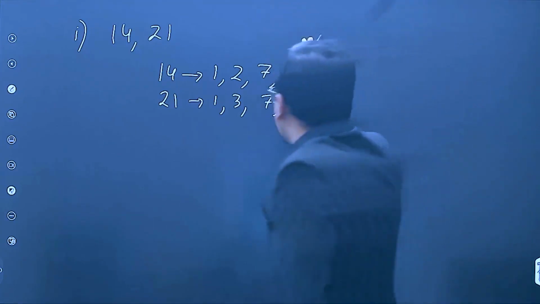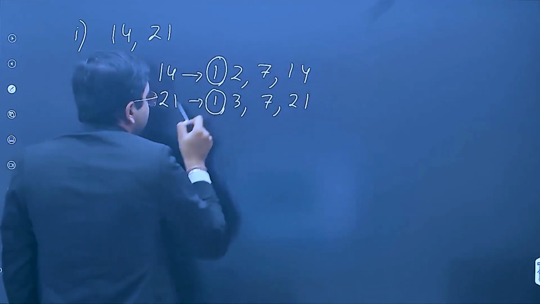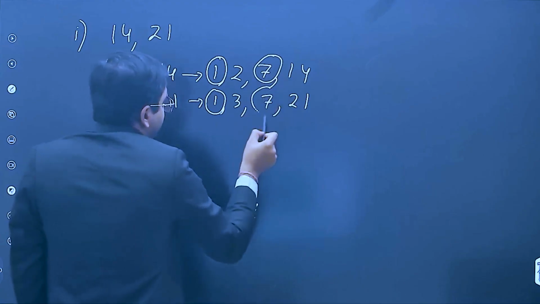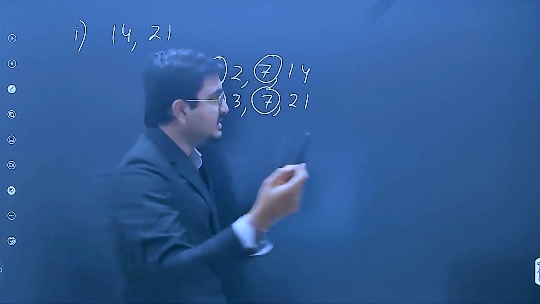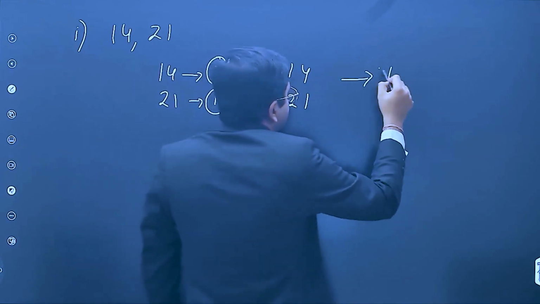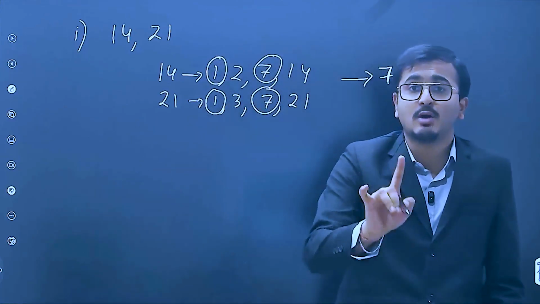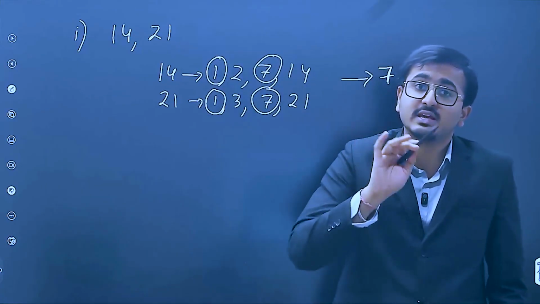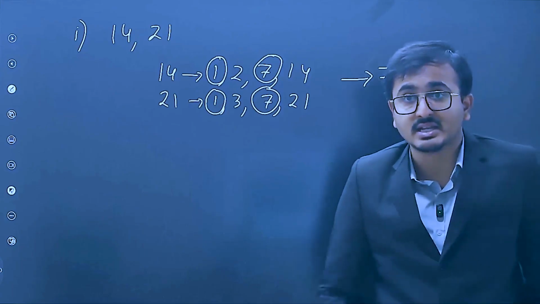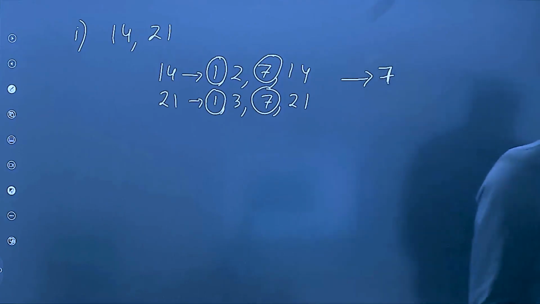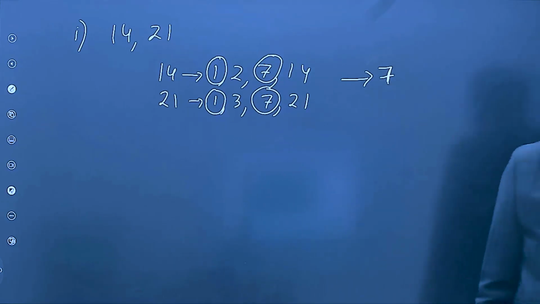Now, what are the common factors? 1 is the common factor. Yes. 7 is the common factor. Out of 1 and 7, which is the highest? Highest means the largest. That is nothing but 7. Therefore, 7 is the HCF of 14 and 21. Clear? Understood this procedure? Good. Okay. Next one.